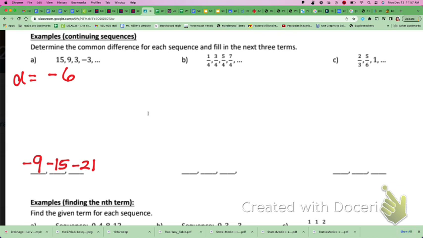For B, what's happening each time? We're adding a half. So we're adding 1/2, which is the same as 2/4. Let's think about it that way so I can have the common denominator. So what's 7/4 plus 2/4? 9/4. Plus another 2/4 would get me 11/4. Plus another 2/4 would get us 13/4.